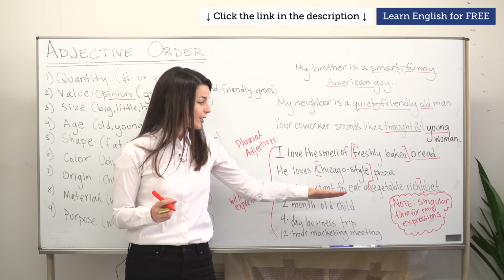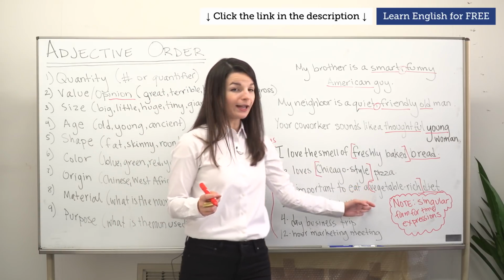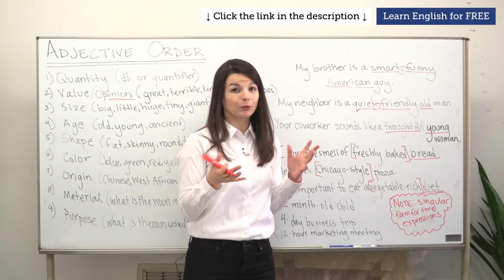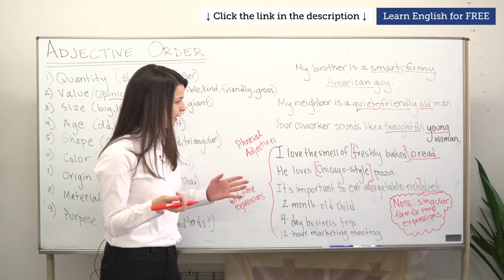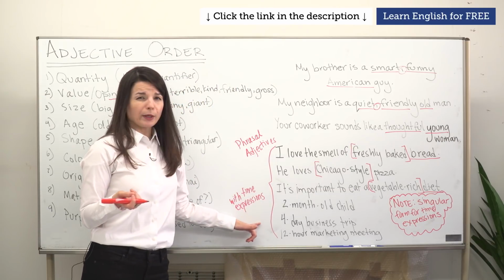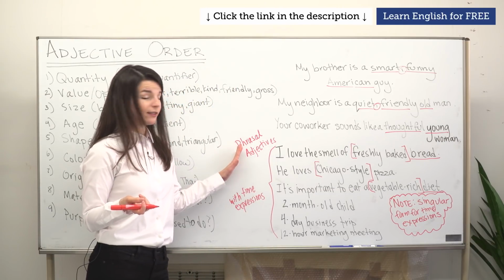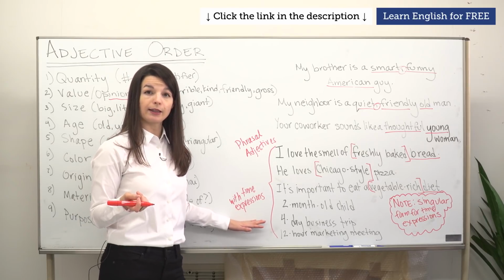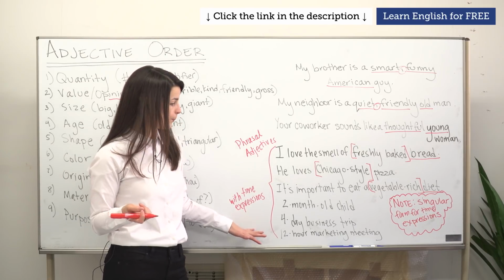So a vegetable-rich diet. Here, again, only 1 adjective, but as a phrase, these two words are used together. Okay, but another point that I want to talk about is using phrasal adjectives with time expressions, because this is a point that I've noticed many people struggle with.